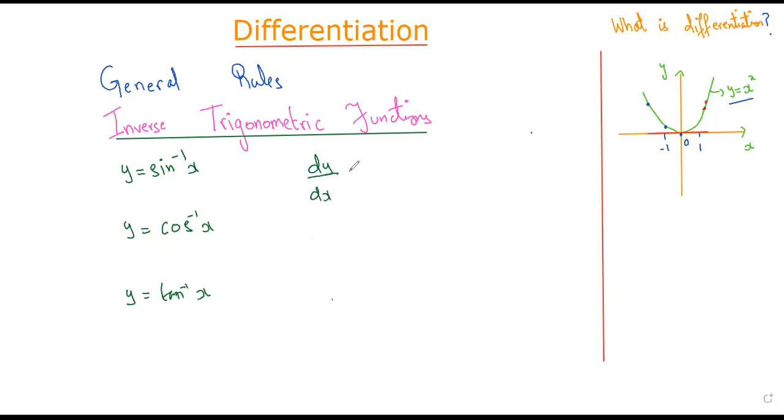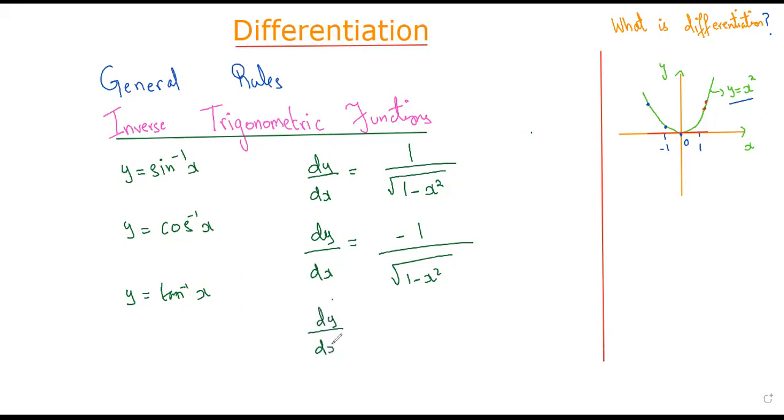For sine inverse, dy by dx is basically going to be 1 divided by under the root 1 minus x squared. Then for cos inverse, dy by dx would be, the difference is again a minus sign, minus 1 divided by under the root 1 minus x squared. And then for tan inverse, we do it this way. You would be able to relate to these formulas if you're studying P3 at the moment. dy by dx is basically, specifically with this last one, 1 divided by 1 plus x squared.